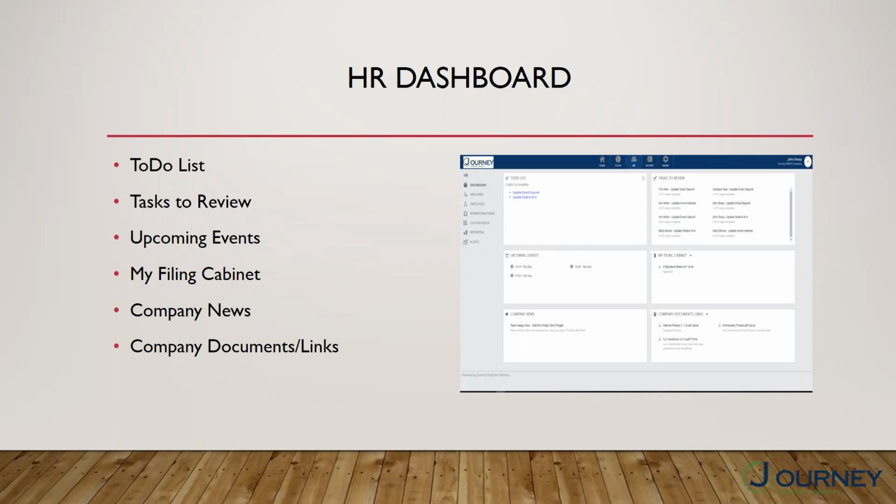My filing cabinet is any documents that you want to upload into the Hub account for your employees. This can be employee specific. This does not have to be just for the entire company, much like company docs and links. This can be for anything that's been uploaded into your personal filing cabinet, as well as anything you want to upload into your employees'.